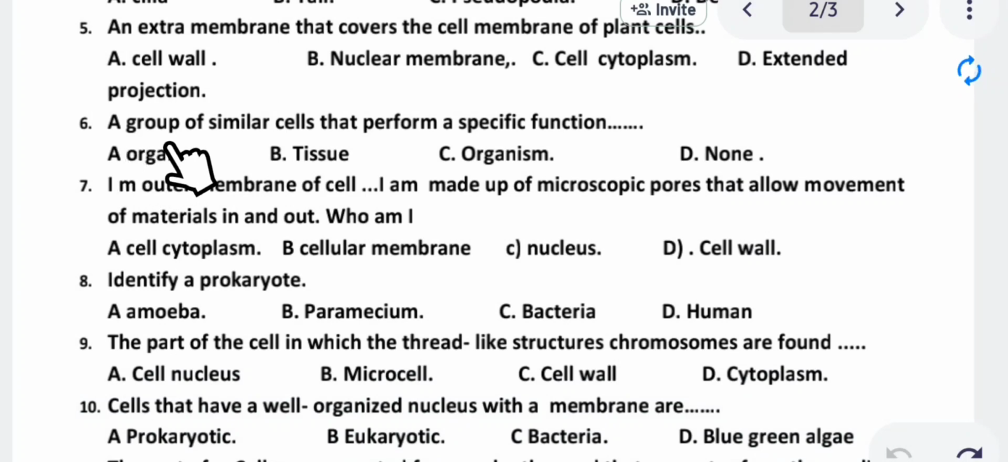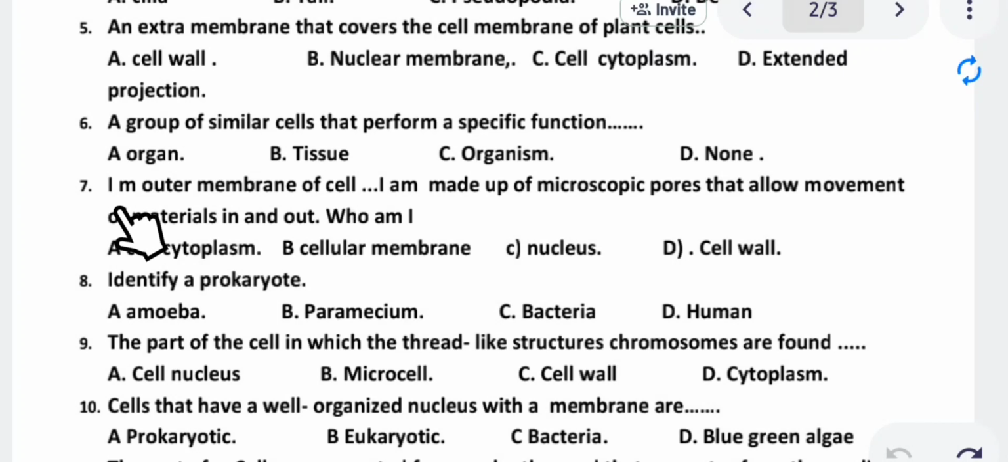Sixth one. A group of similar cells that perform a specific function is an organ, tissue, organism, none. Here tissue is the answer because tissues are the group of cells. Here tissues together form an organ and all the organs together form an organism. So the answer is B, tissue.